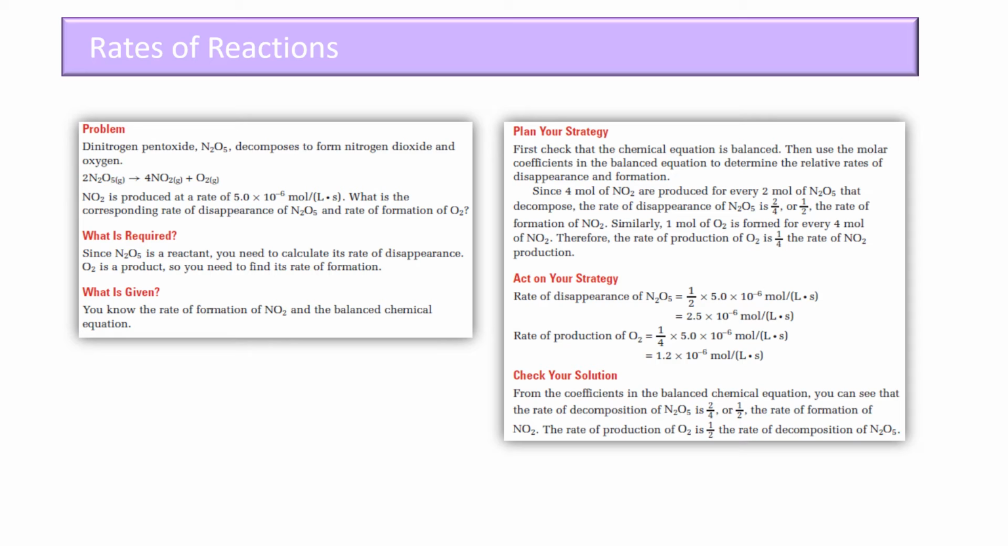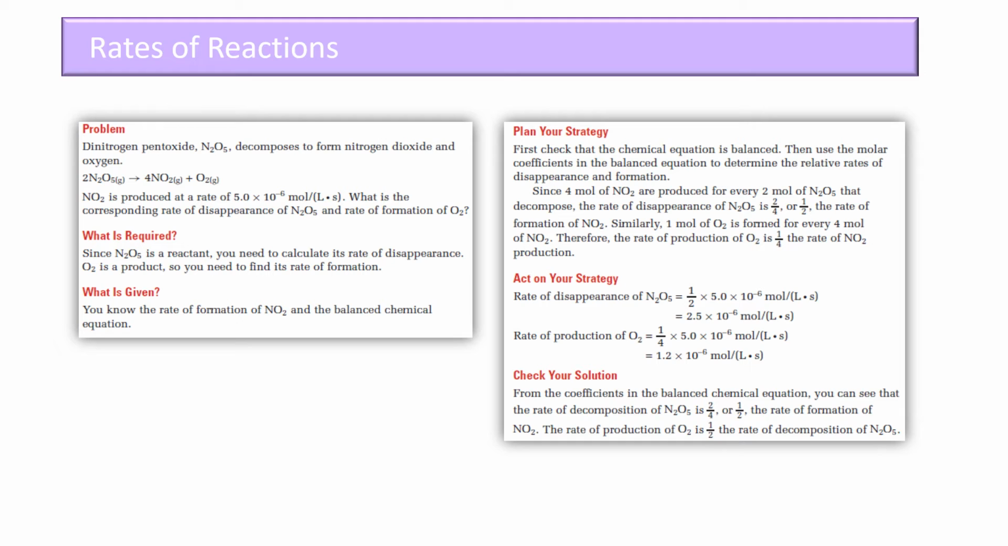Since 4 mole of NO2 are produced for every 2 mole of N2O5 that decompose, the rate of disappearance of N2O5 is 2 to 4, or 1 to 2, the rate of formation of NO2. Similarly, 1 mole of O2 is formed for every 4 mole of NO2. Therefore, the rate of production of O2 is 1/4 the rate of NO2 production. So now we can act on our strategy.